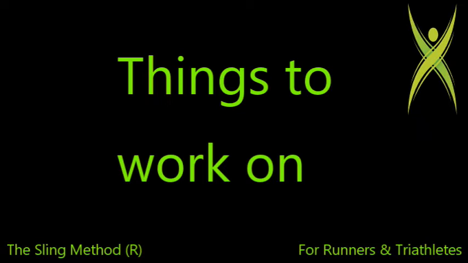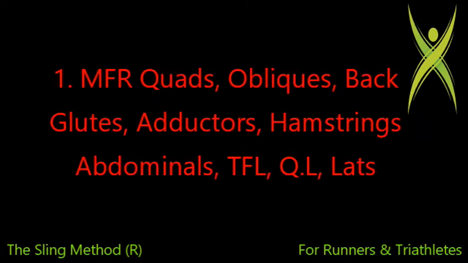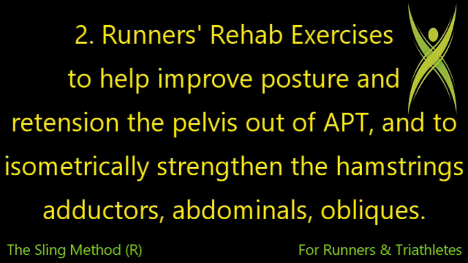Now, a lot of information there. So things to work on. We're going to be looking at MFR in the quads to get better hip extension, the TFLs to get better hip extension, the obliques to get better rotation, the glutes to get better rotation, the adductors to help that leg stay to the midline. And then the runner's rehab exercises to really help improve the posture, retension the pelvis out of an anterior tilt, and to isometrically strengthen the hamstrings, abdominals, and obliques.